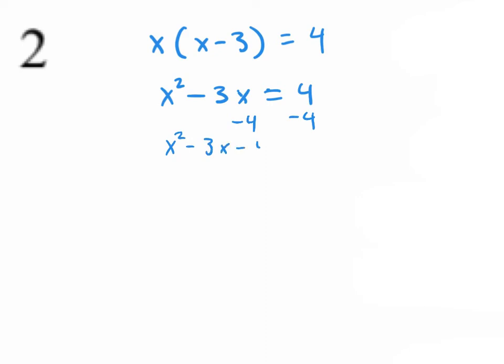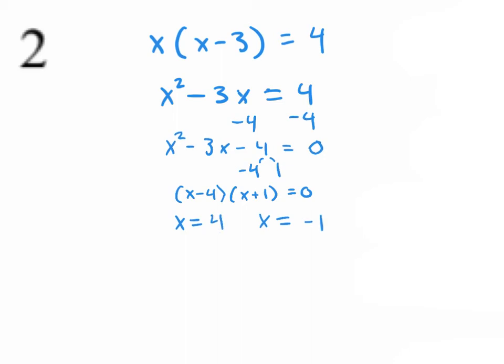What's next? What are my factors of negative 4 that add to negative 3? Negative 4 and 1. So I write that as x minus 4 times x plus 1. What do I get for x? 4 and negative 1. Are those my answers? No, negative 1. You are too quick.